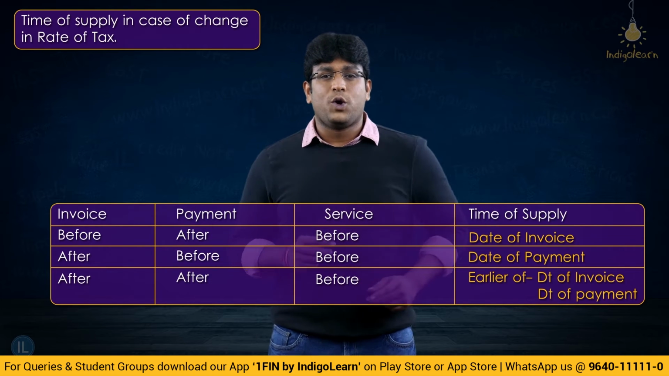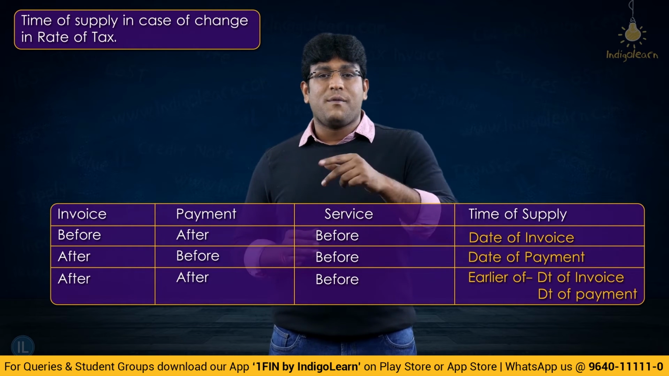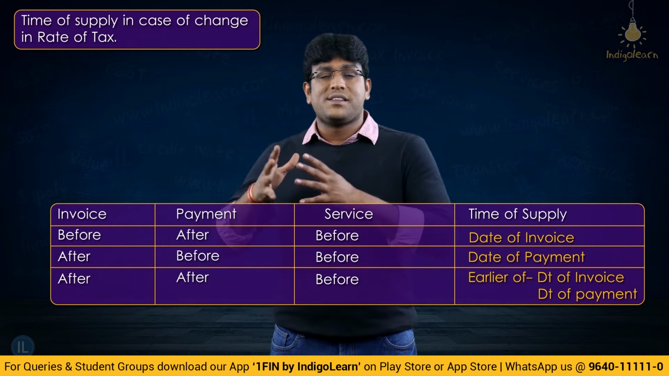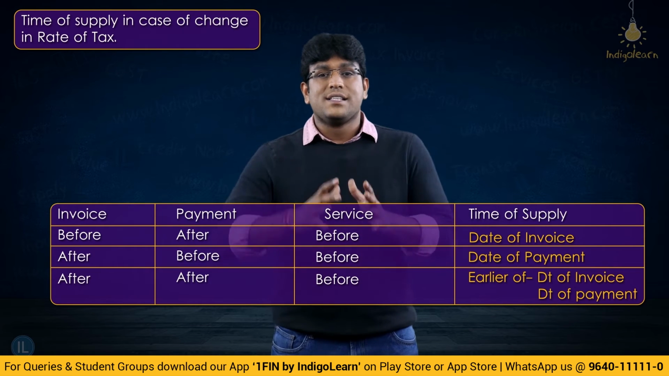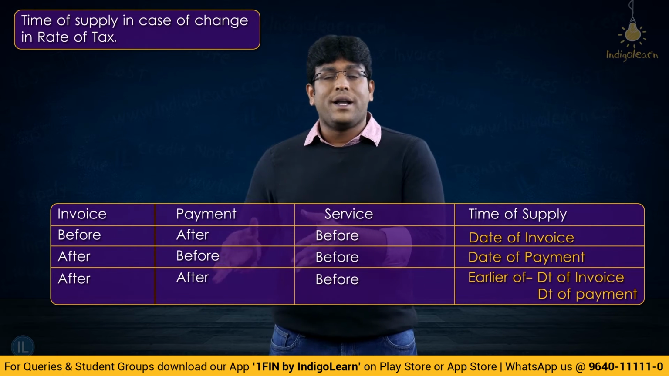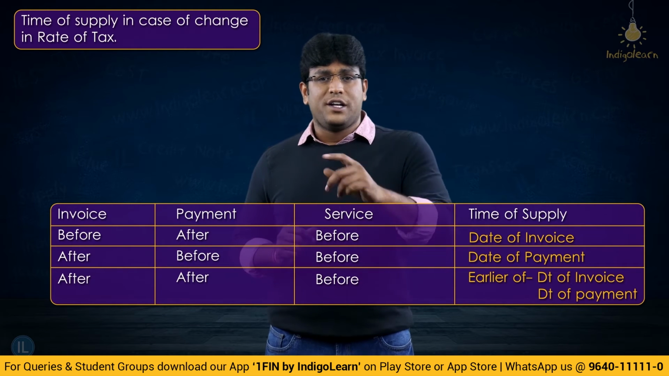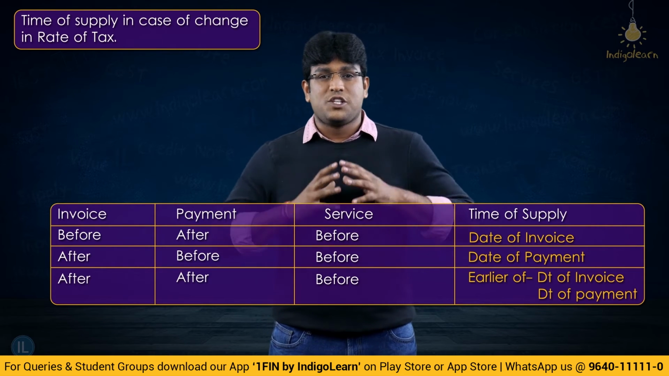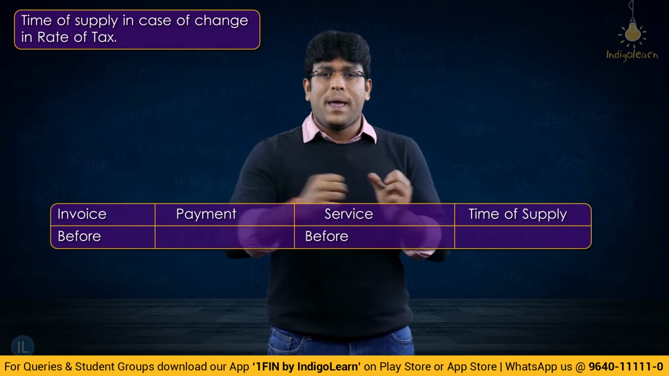So what is the first point I told you? Service is before, invoice is before, payment is after. Then time of supply will be the date of invoice. Service before, payment before, invoice after, time of supply will be the date of payment. Next possibility, service before, invoice and payment both after. In that case, time of supply will be the date of invoice or date of payment, whichever is earlier. Next situation, imagine service is before, invoice is before, payment also before.